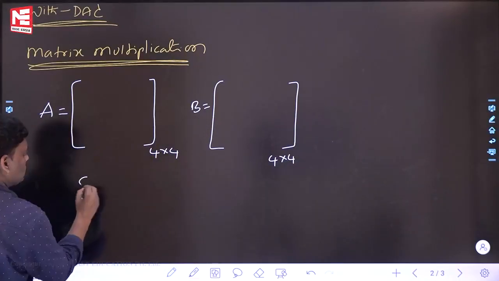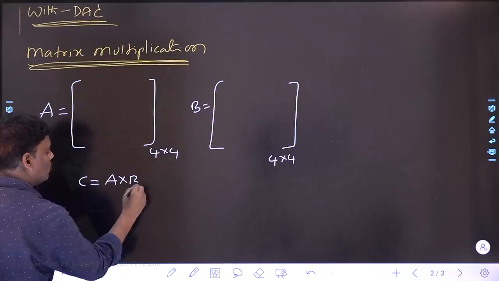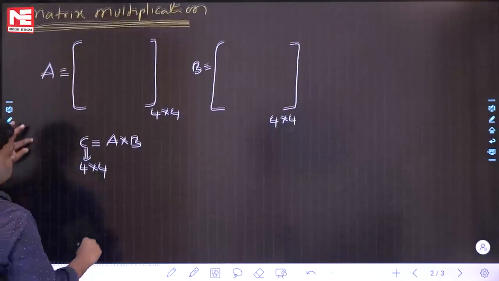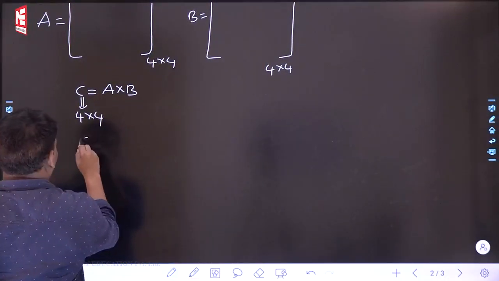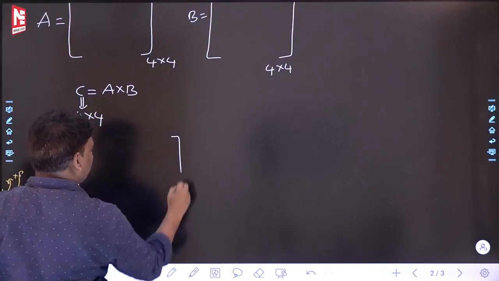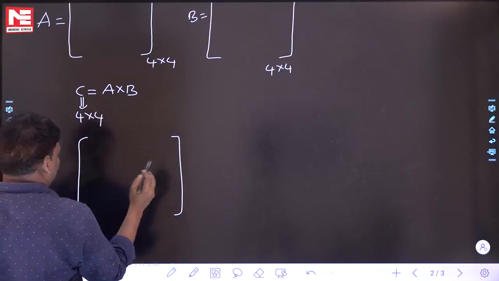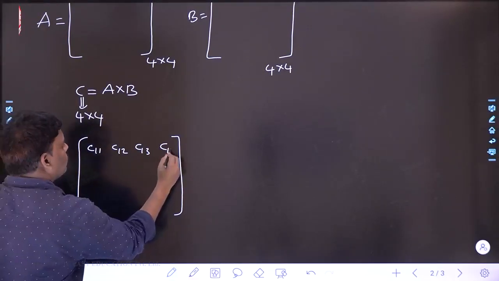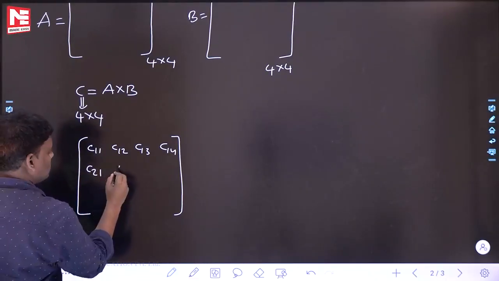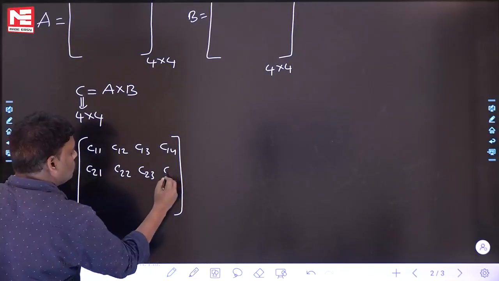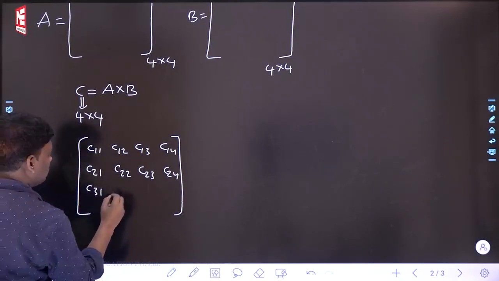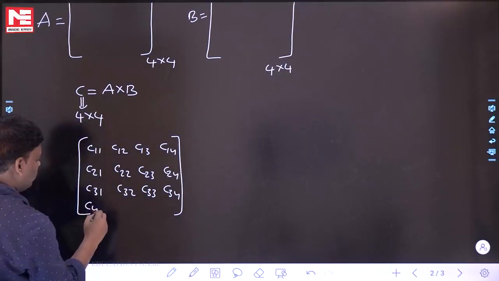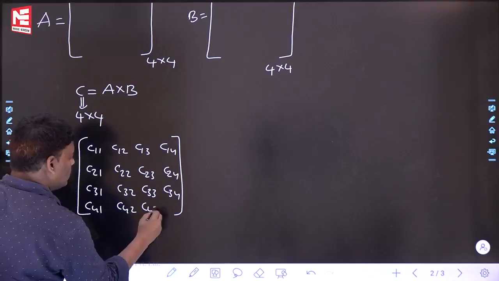See this one, my goal is C equals A into B. What is the C size? C also becomes 4 by 4. So I will write the C diagram also. See this one, C diagram. C is 4 by 4. C11, C12, C13, C14, C21, C22, C23, C24, C31, C32, C33, C34, C41, C42, C43, C44.